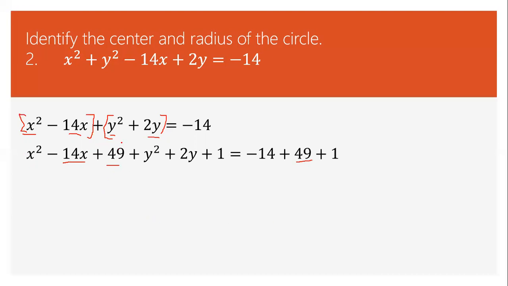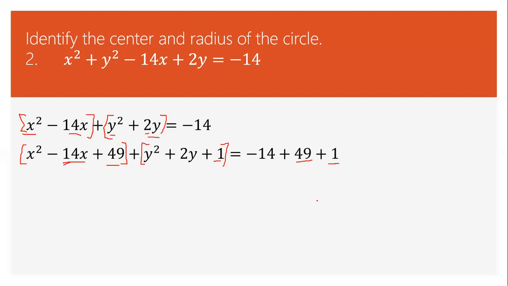So that's for the x. This is the x group. For y, y squared plus 2y. The coefficient of y is 2. So 2 divided by 2 is 1 and 1 times 1 is also 1. So 1 ang atong i-add here sa left and sa right. And this is the y group.